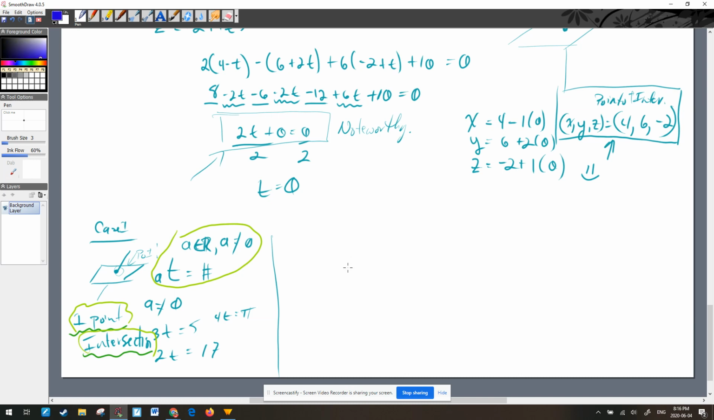And so think about it. How else could a line and a plane intersect?